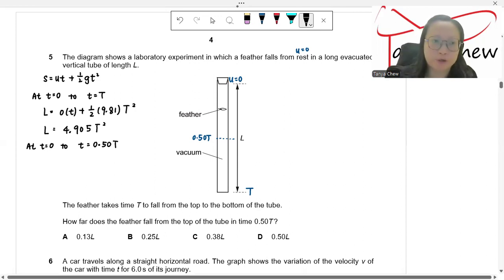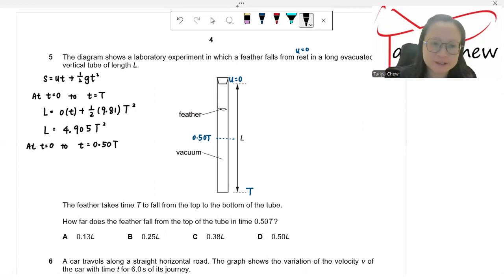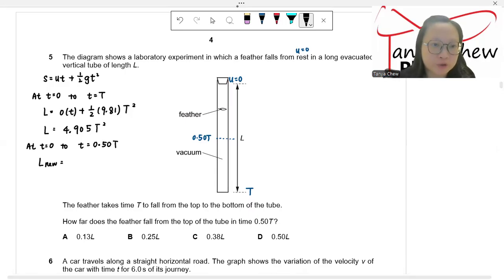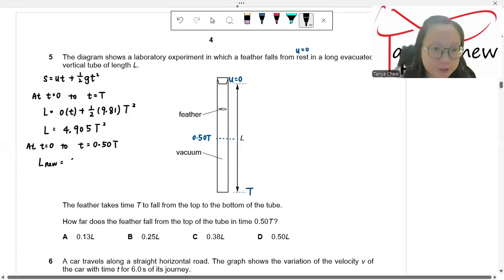Using back the same equation, now my distance, I don't know. I just put L new because it's definitely not half. You cannot assume it that way. L new is equal to 0 because I start from 0. Okay, t plus half g 9.81. In this case, my t squared will be 0.5 t, and then the whole thing I square it.